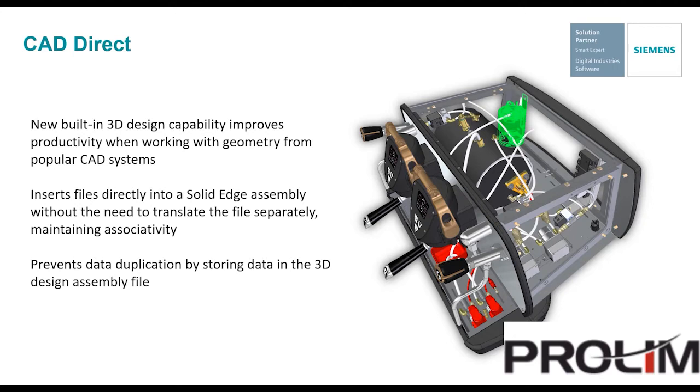So CAD Direct is a new built-in 3D design capability that improves productivity when working with geometry from popular CAD systems, providing seamless integration. You just insert the files directly into Solid Edge assembly. There's no migration or translation or native files required. All of the files are maintained associatively and are brought in as internal components. The data is stored in the 3D design assembly file itself, preventing data duplication, but also allowing the inserted geometry to be used in downstream design workflows. So let's go ahead and check this out in action real quick.